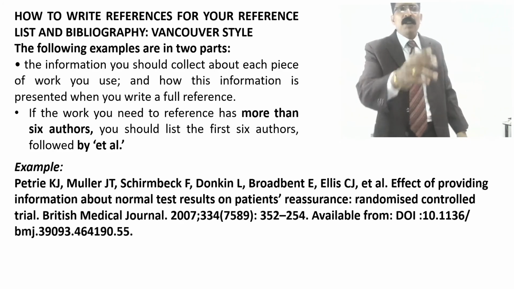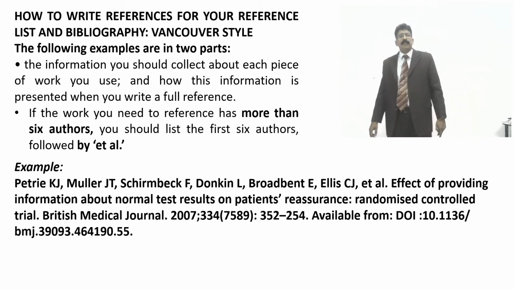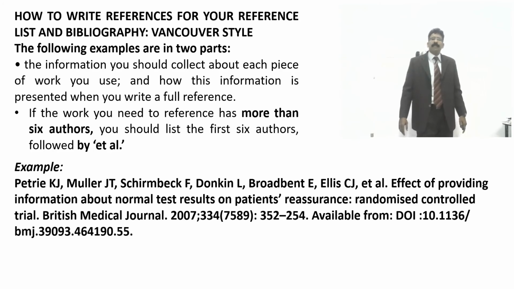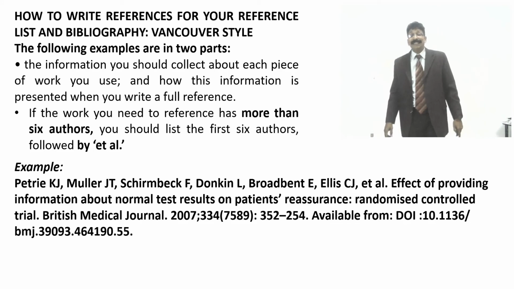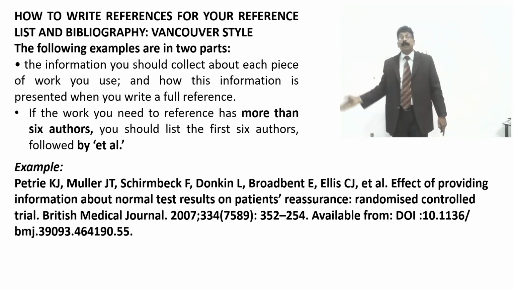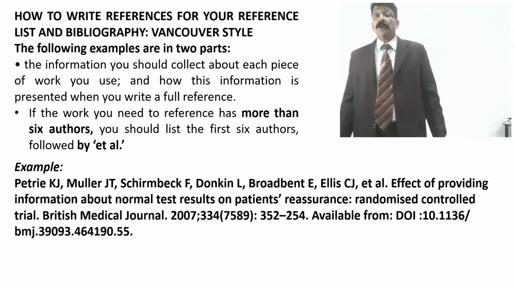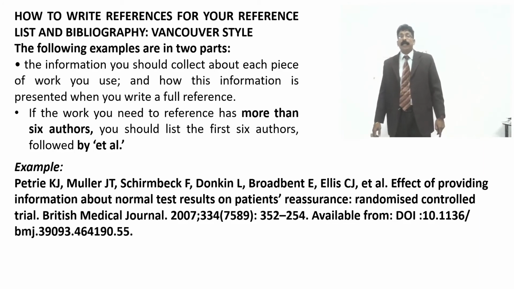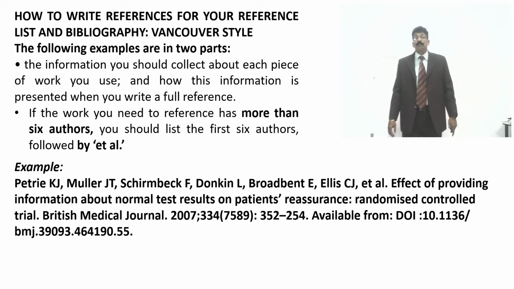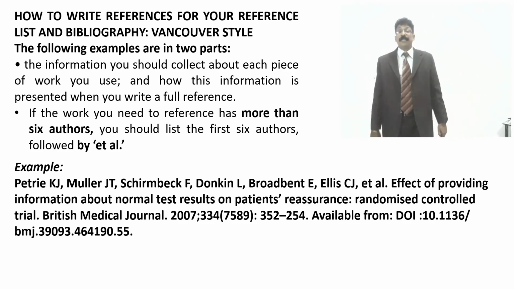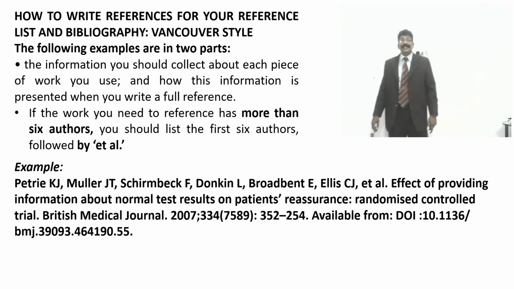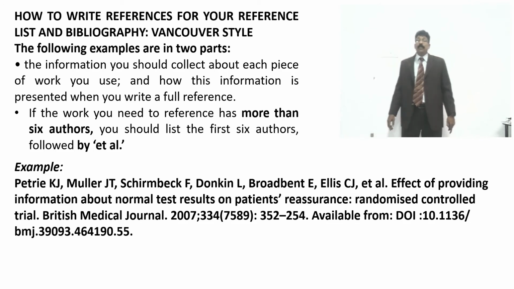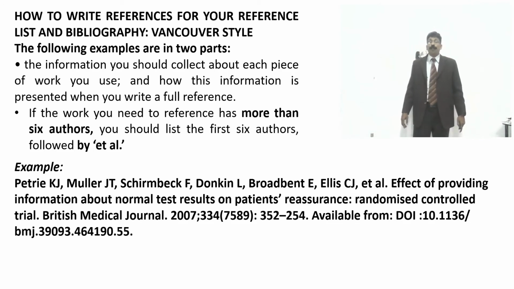For example, you can see Petrie KJ, Miller JT, Schimmelpfennig F, Donkin L, Broadbent E, et al. Six authors came and then they put et al., but there are many people who have worked on this paper. Understand? You can shorten it to 6 authors and put et al. with a full stop, and we usually use a comma. Then the title: the topic, with the first letter capital, was the effect of providing information about normal test results to patients, a randomized controlled trial that was performed.